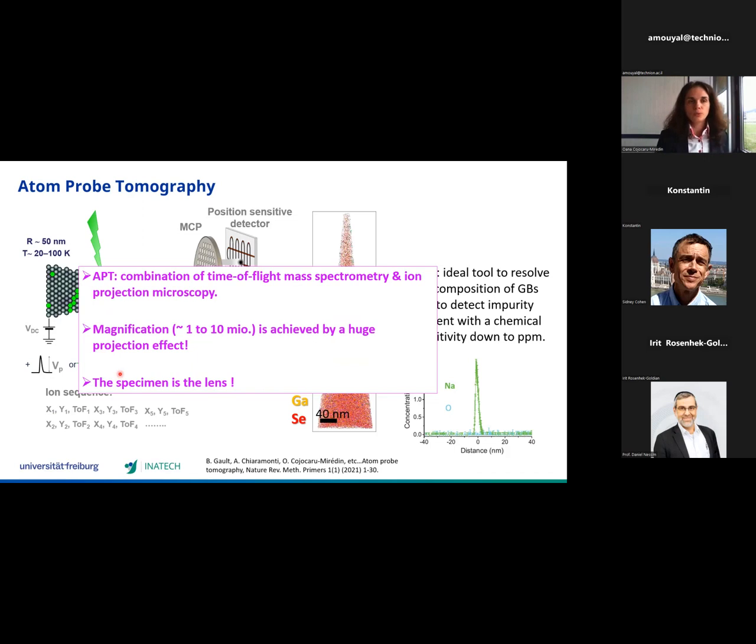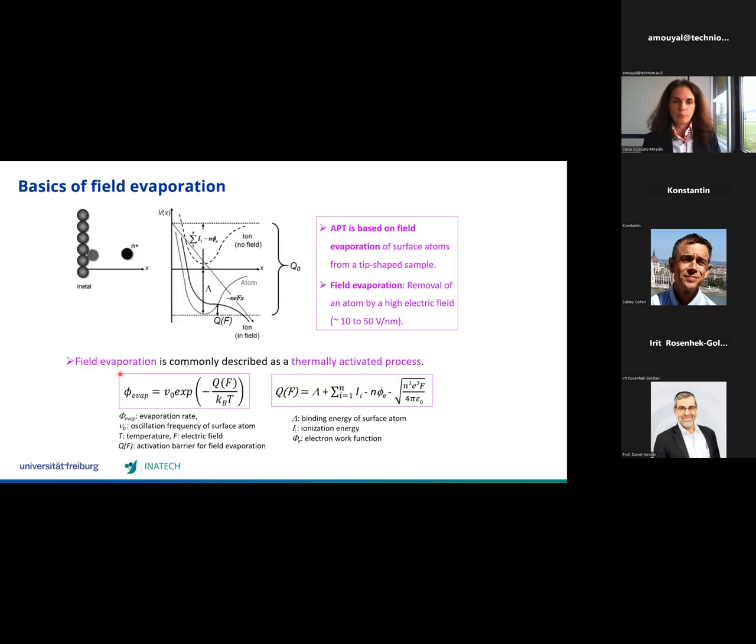If I could conclude for the principle of the atom probe, of course, you need to understand that it's a combination of time of flight mass spectrometry and ion projection microscopy. Also, we have a needle-shaped specimen, which is very, very tiny, a few nanometers. Then we have a 2D detector, which is 10 by 10 centimeters. So we can have a huge magnification process, in principle between 1 and 10 million times. This has to be taken into account for the reconstruction so that we have a correct reconstruction at the end.